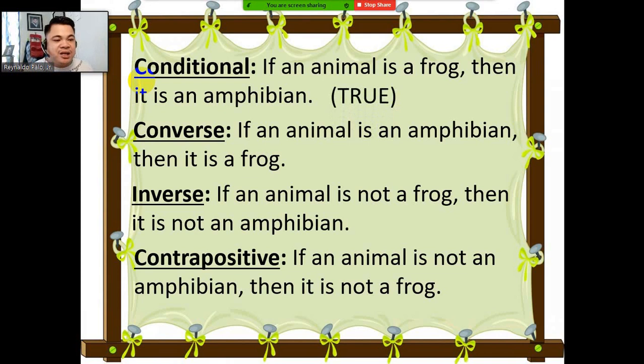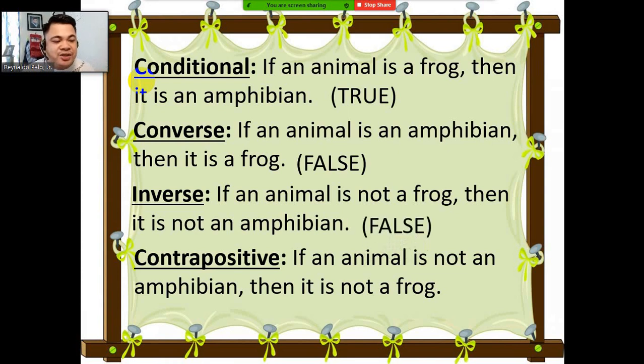If an animal is a frog, then it is an amphibian. That is true, of course. Frog is under the species of amphibian, cold-blooded, which means they can be on land and they can also be on water. Converse: if an animal is an amphibian, then it is a frog. There are a lot of species of amphibians, not only frog. That's why this is false.